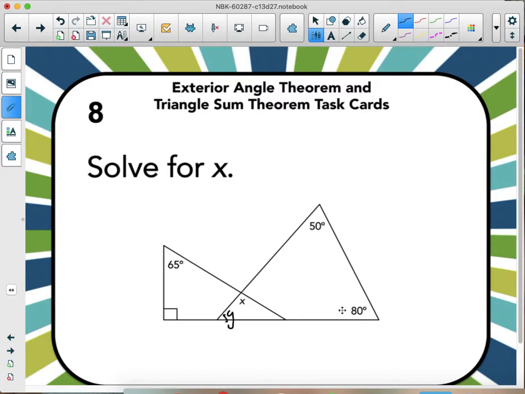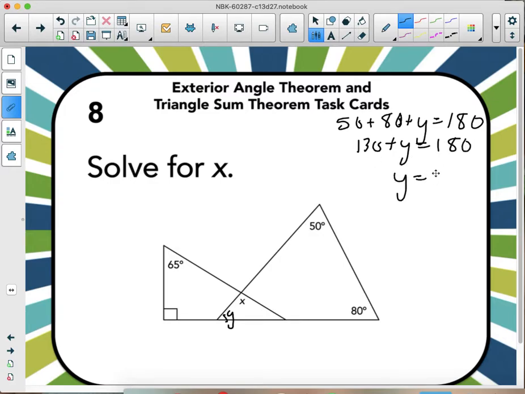Okay. So I have 50 and 80, and I don't know what y is, but I do know together all three of these should equal 180. So I could start by writing that one out as 50 plus 80 plus y equals 180. 50 and 80 get me 130. Subtract the 130, so we get y equals 50. So I know this angle right here is 50 degrees. Okay, so that's found one part.